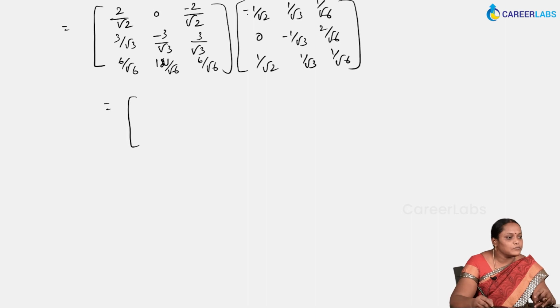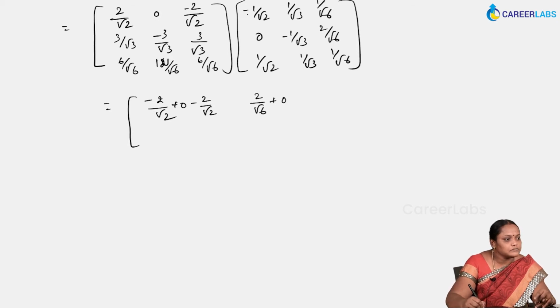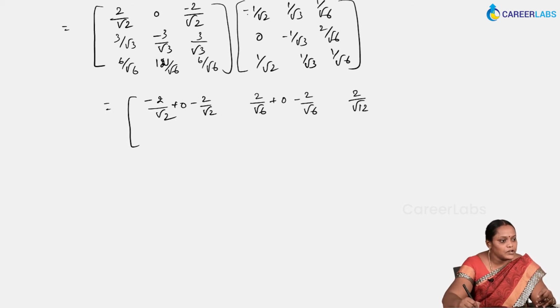So 2 by root 2 into minus 1 by root 2 will give you minus 2 by root 2. Then 0, then the third element will be minus 2 by root 2. Okay, then the second column, it is 2 by root 6, 0, minus 2 by root 6. Then the third column, it is 2 by root 12. So root 2 into root 6 will be root 12. So this is 2 by root 12 plus 0 minus 2 by root 12.